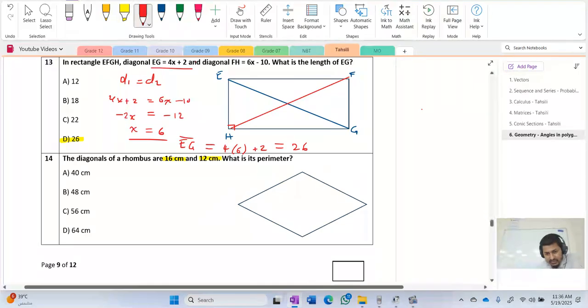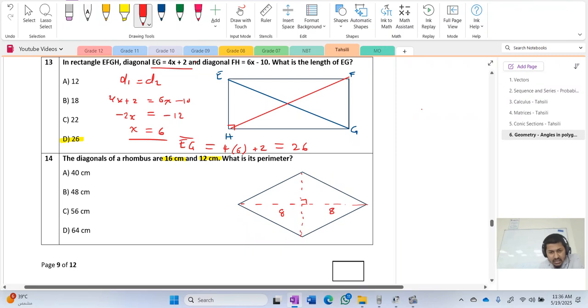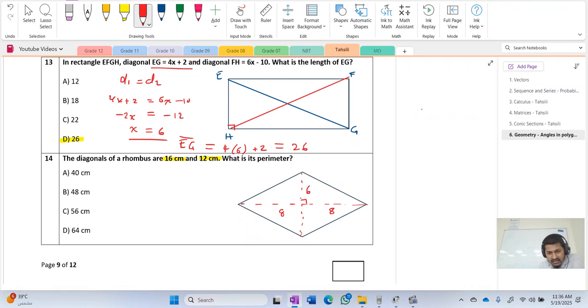That's 36 plus 64, that's 100, and that's 10. So the side is 10, so 10 plus 10 plus 10 plus 10. So what's the perimeter of a rhombus? 4 times the side, 4s. So the answer is 40. This is 4 times side. Let me write s to represent the side. So 4 times 10, which is 40.